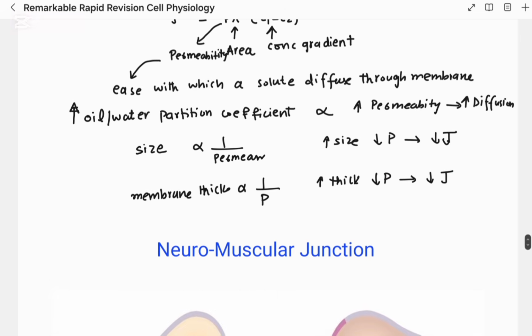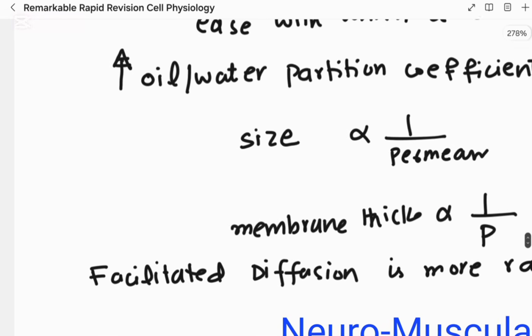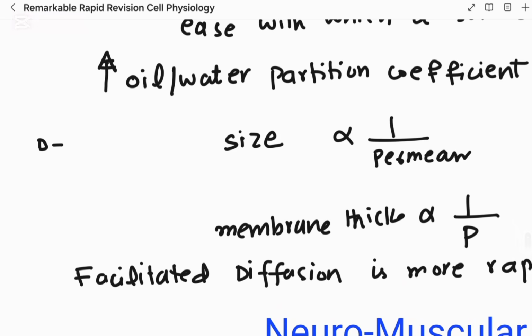If we compare simple diffusion and facilitated diffusion, facilitated diffusion is more rapid than simple diffusion. And recall from the knowledge of biochemistry, there are two isomers of glucose, D-glucose and L-glucose, levo and dextro. This D-glucose can be transported via facilitated diffusion, and this L cannot.